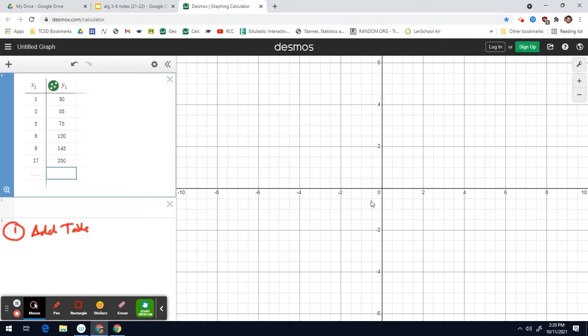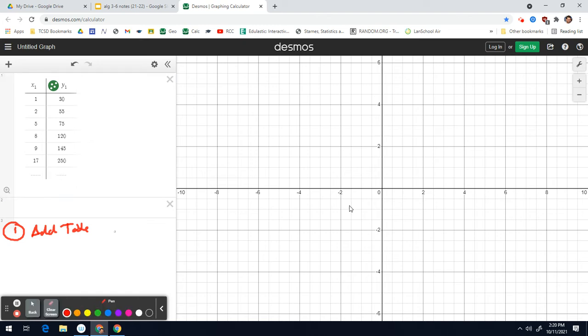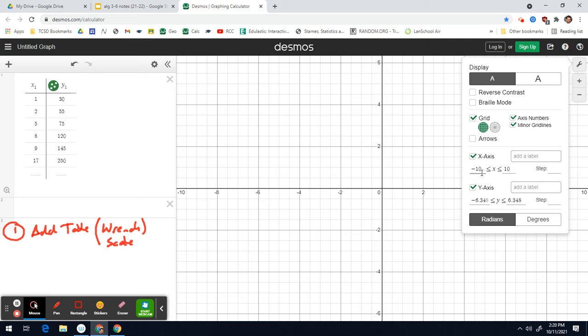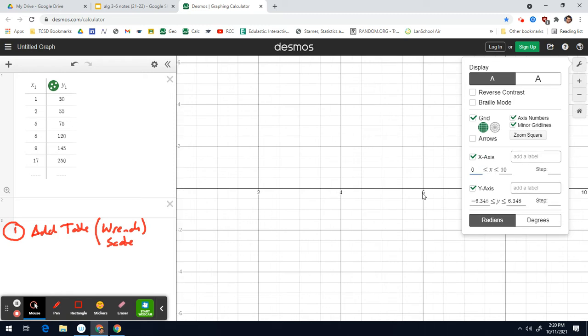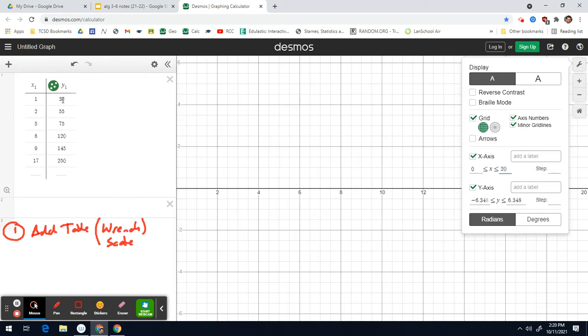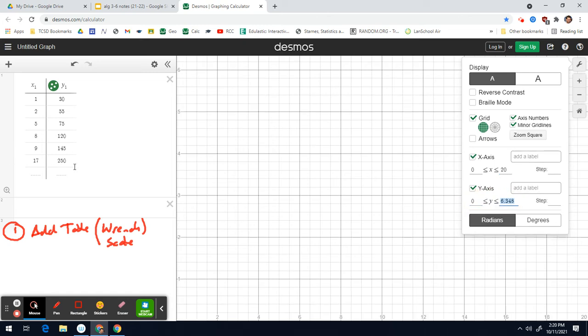You can see that on the X and Y axis here, the numbers are small. So we can change the scale using the wrench up in the top right corner. This will fix the scale of our X and Y axis. If you look at your x-axis, you can change its scale. It looks like 1 to 17, so let's go 0 to 20, make it kind of nice. And then your y-axis, again positive, let's go 0 to 300.